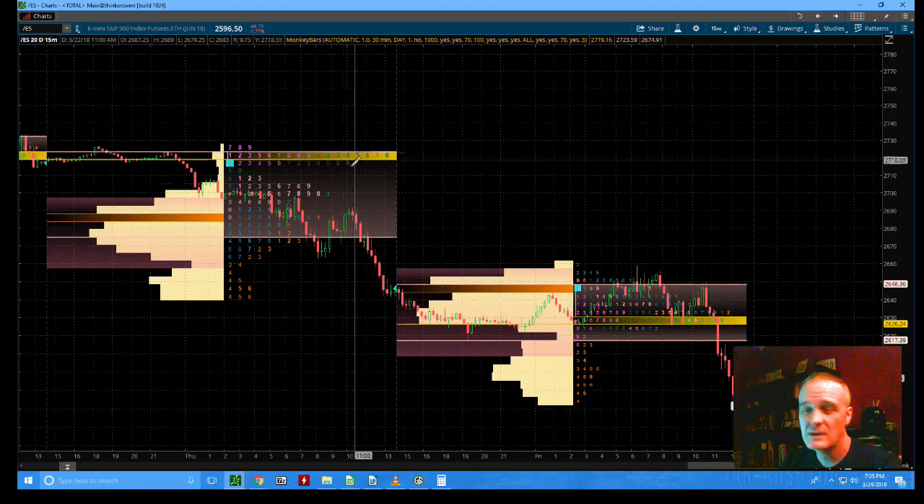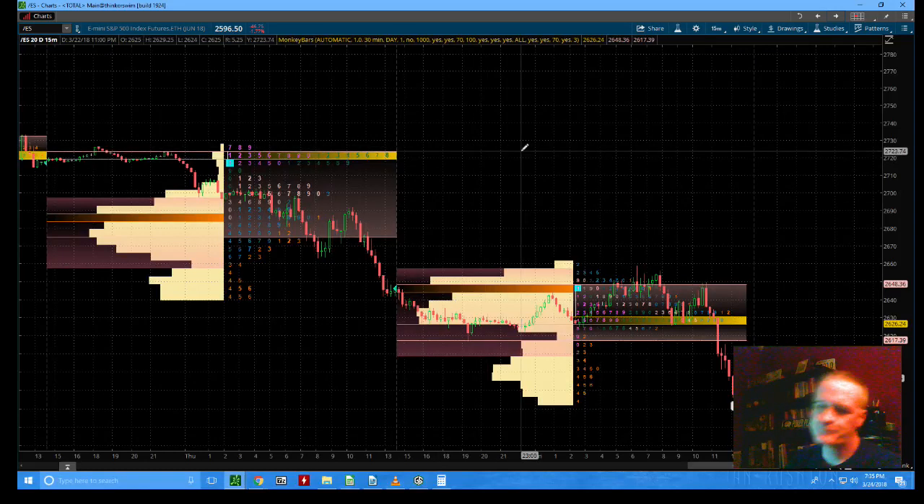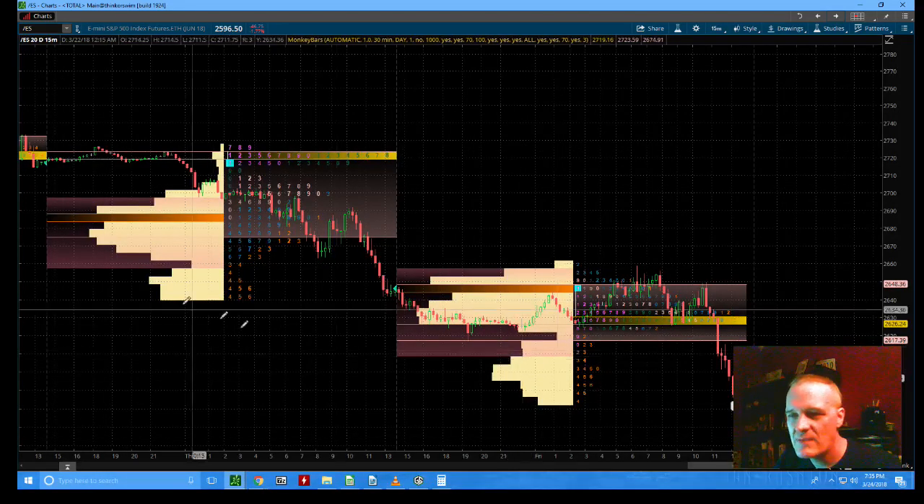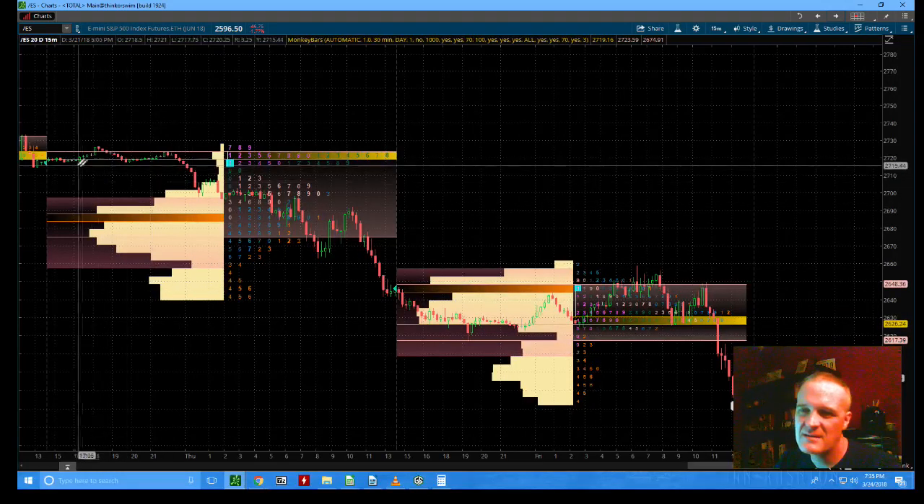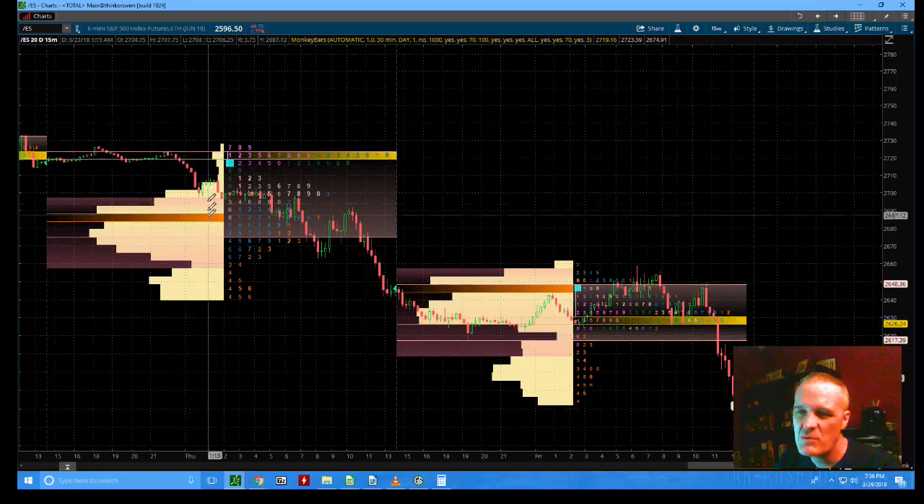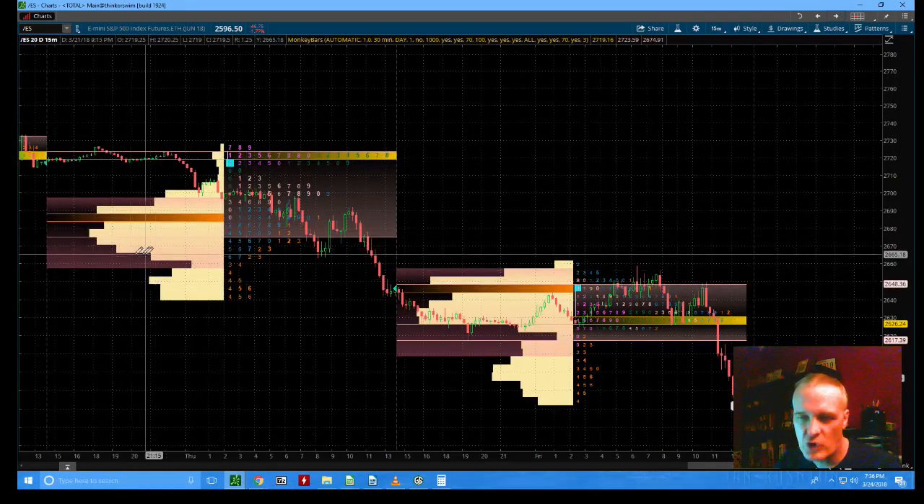Now, one other point that I'll make here is that higher areas of volume and higher areas of time tend to act magnetically on price action. And what I mean by that is that price has the tendency to move towards where the greater volume occurred.